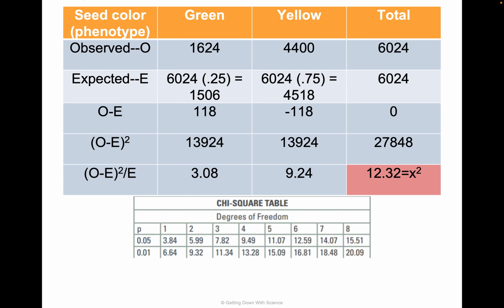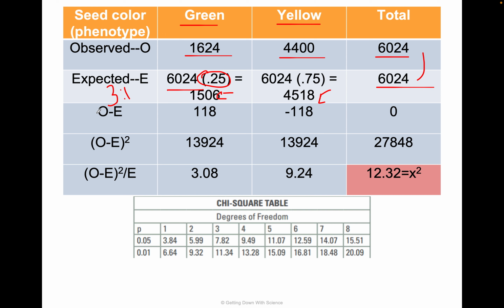Here's all of it together, right? So our green plants, again, we saw 1,624 of them, and our yellow plants, we saw 4,400. Here's our total. Then we're going to take our expected. 25% of them are going to be green. This is, again, what we expect. It's that 3-to-1 ratio. So we are expecting to see 1,506 green, and 4,518 yellow. That's our expected value. We double check it over here, make sure the totals match up.